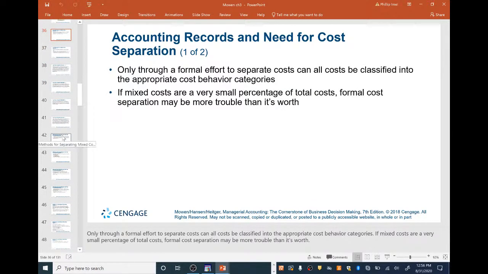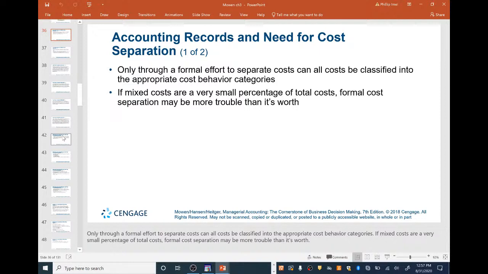So what about the accounting records and the need for cost separation? Only through a formal effort to separate costs can all costs be classified into the appropriate cost behavior categories. If mixed costs are a very small percentage of total costs, formal cost separation would be more trouble than it's worth, right? So what do we mean here? There's some type of cost benefit analysis that has to be done, right?